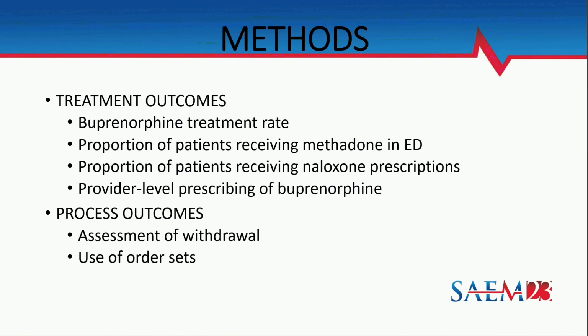What are those treatment and process outcomes? Treatment outcome number 1, BUP treatment rate. Proportion of patients receiving methadone in the ED, proportion of patients receiving naloxone prescriptions at discharge. Provider level prescribing of BUP. And then the process outcomes focused on looking at withdrawal, so using the COWS scale that we're all familiar with, and also using the order sets that were developed.